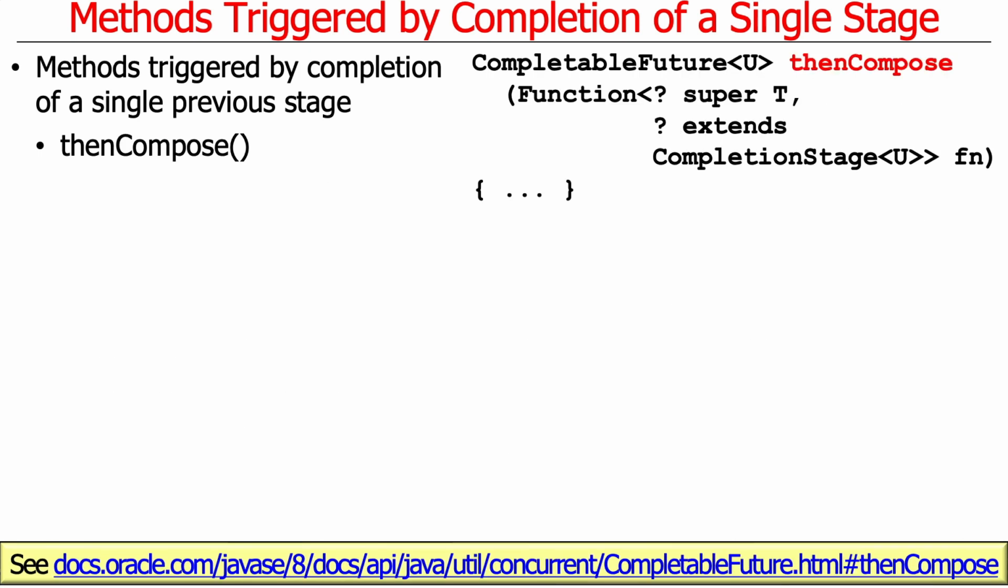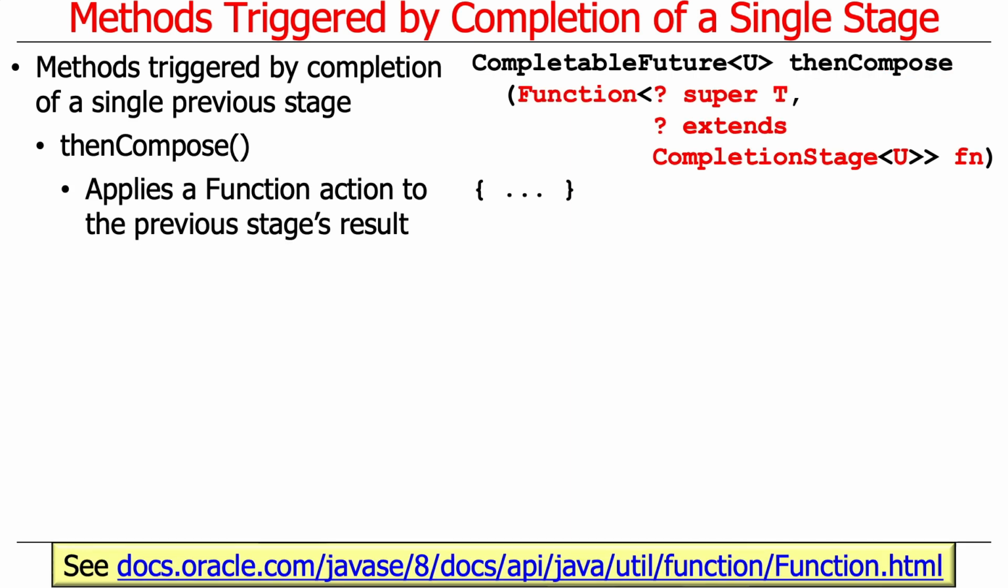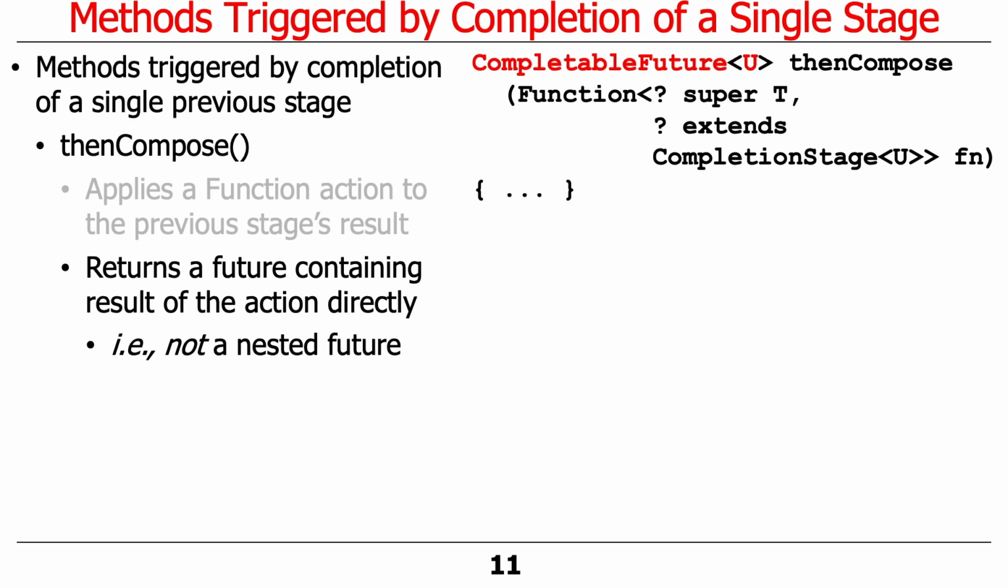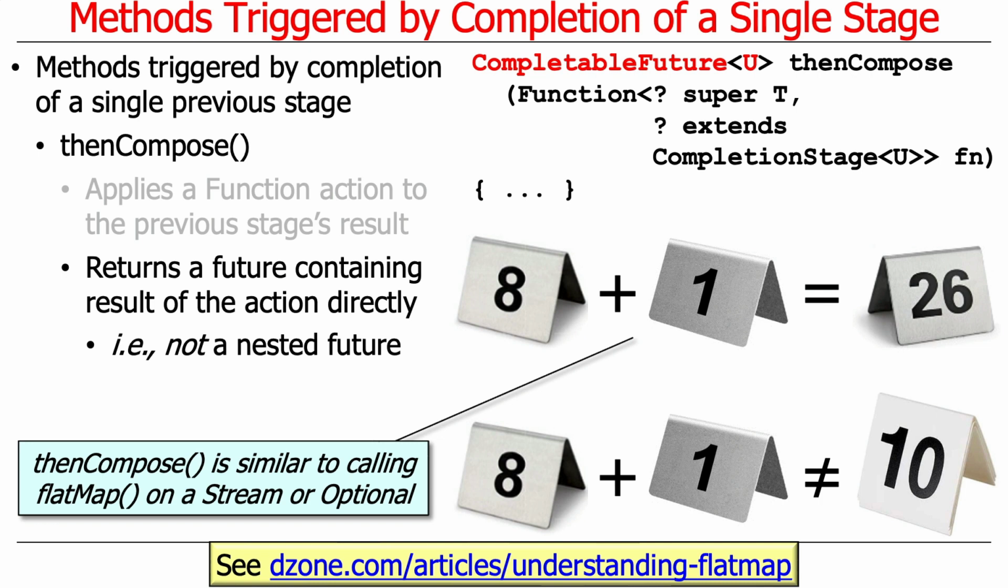All right, let's talk about thenCompose. We'll first explain what it does, and then we'll explain why we need it. So thenCompose is also triggered when a single previous stage completes. And it also takes a function, so that looks very similar at first glance to thenApply. It returns a CompletableFuture that contains the results of the action directly, rather than a nested CompletableFuture. You might go, what the heck is he talking about? I'll explain in a second.